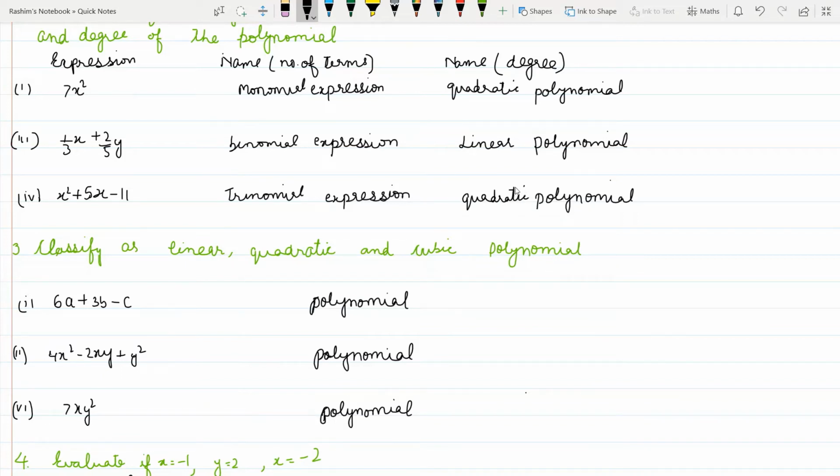Alright. In the same way, in the third question we have to classify each as a linear, quadratic or cubic polynomial. I hope you understand this. In 6a, 3b and c, all terms have power 1, degree 1, so this is a linear polynomial. Same way, here it is 4x square minus 2xy plus y square. Power 2 in this term, 2 in 2xy, and y square has power 2. So the degree is 2, and degree 2 means the polynomial is quadratic.